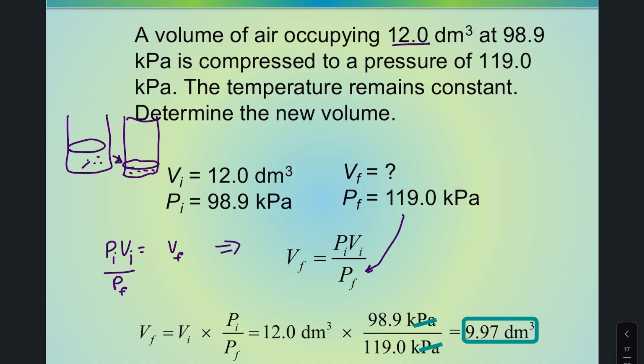Now, once we have this information, we can start plugging things in. We know our VI is going to be 12.0. We know that our PI is going to be 98.9. We know that our PF is going to be 119.0. And that's all we do. We end up with the answer of 9.97 dm3. Again, those units are going to cancel out.